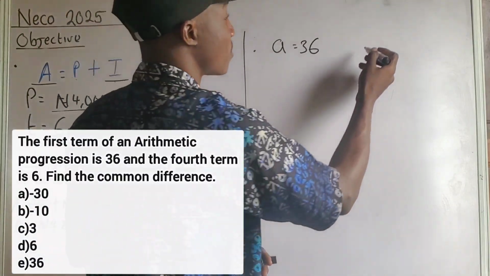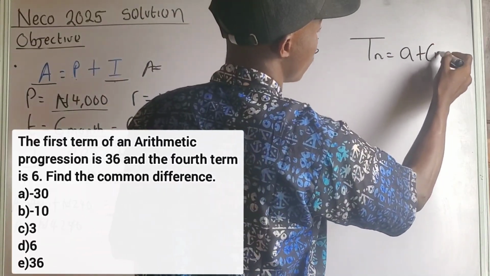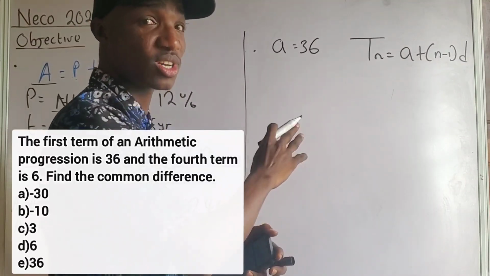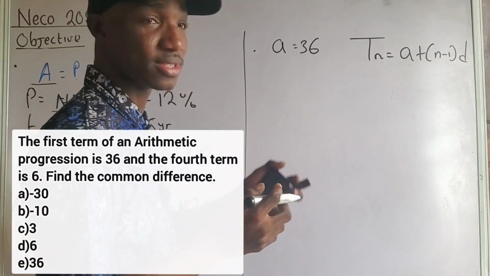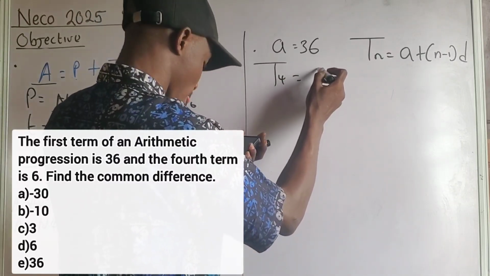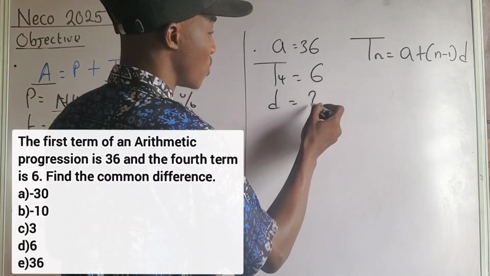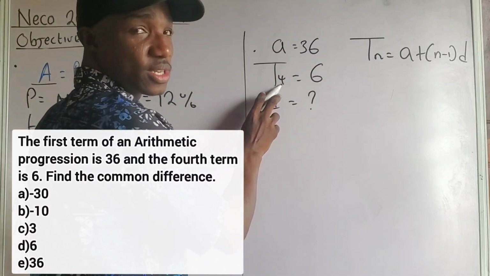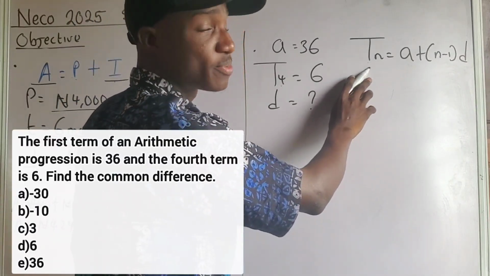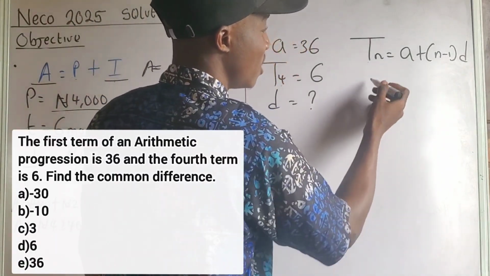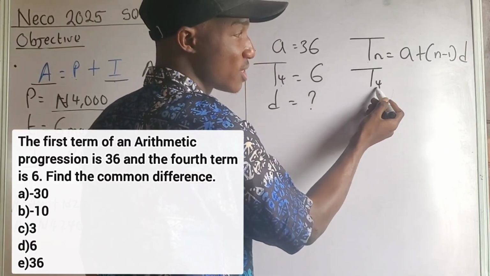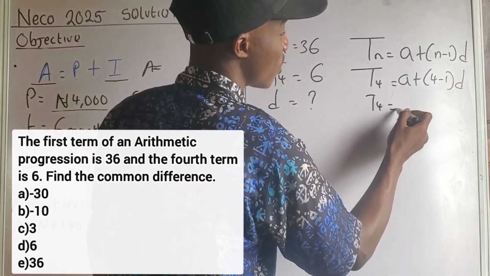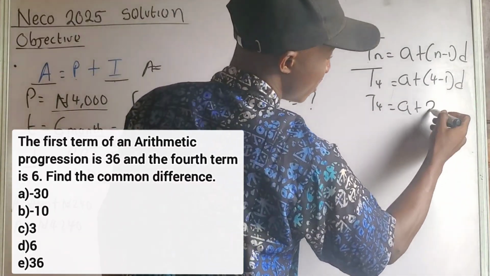And the nth term of an arithmetic progression is what? Tn equals A plus n minus 1 multiplied by D, where A is the first term. That is why I write A equals 36, because from the question we've been given A as 36. Now the fourth term is 6, so T4 equals 6. The common difference is what we are looking for. Since the nth term is A plus n minus 1 multiplied by D, when n is 4, the fourth term will be A plus 4 minus 1 multiplied by D. So the fourth term equals A plus 3D, since 4 minus 1 is 3.